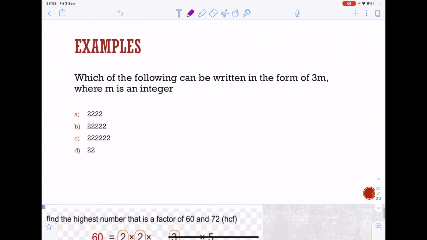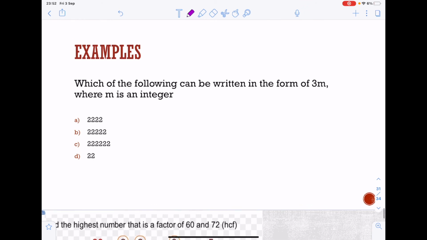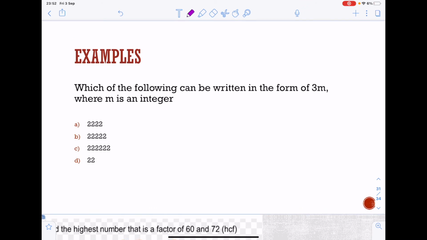Which of the following can be written in the form of 3m, where m is an integer? Since it can be written as 3m, the number should be divisible by 3. And we said before, for divisibility by 3, we have to add the digits all together, and if the sum is divisible by 3, then the number is divisible by 3.